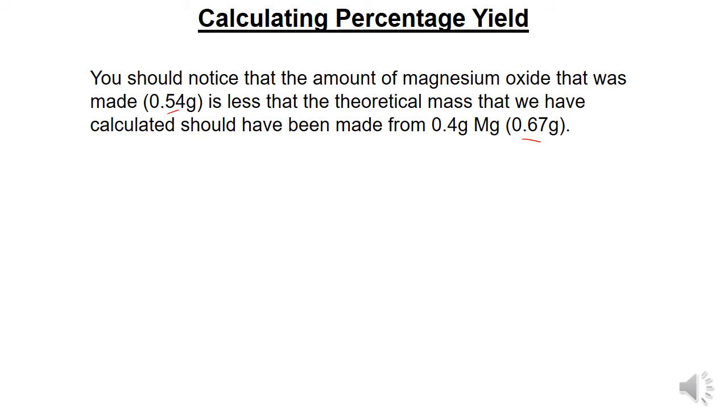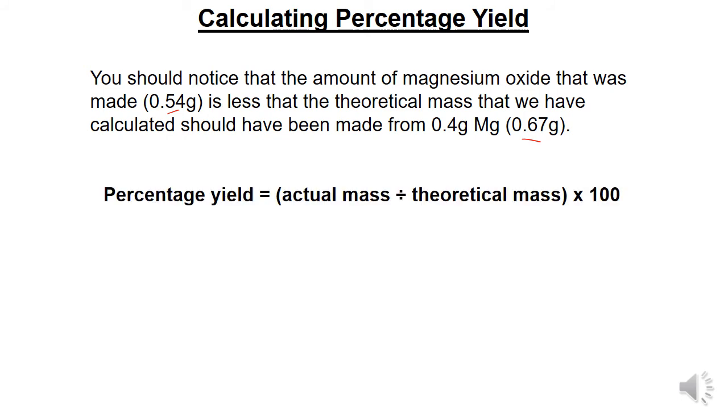The reaction wasn't perfect. Now we can calculate a percentage yield, and it's just a numerical way of saying how good the reaction is, similar to atom economy, but we're actually looking at masses here. So percentage yield is the actual mass that was formed in a reaction divided by the theoretical mass that should have been made, and that's all times by 100 because it's a percent.